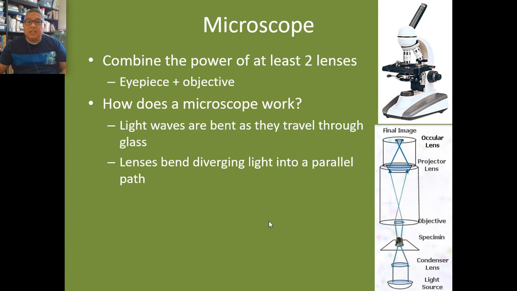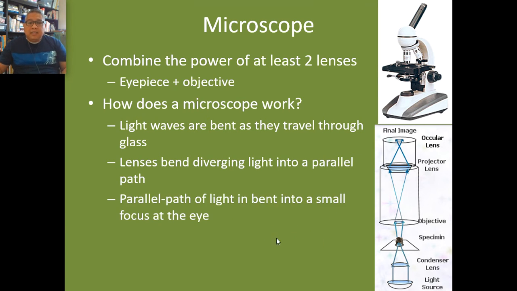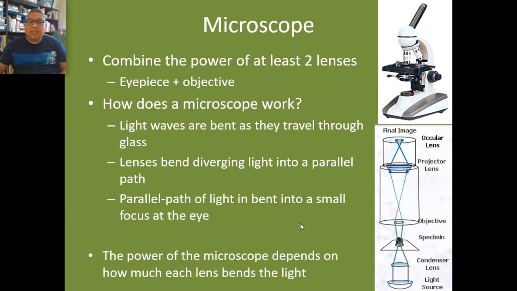Lenses bend diverging light into parallel paths, and the light is bent into a smaller focus of the eye. Last time we also used a microscope, and I know you noticed that if you move it to the right, the object moves to the left. If you move it up, the object moves downwards. That makes sense, and the image of the object is flipped. It's because of the bending of the light. You will see here, light is bent, flipping the image, and flipping the image again here, and so on. So that's how a microscope works.